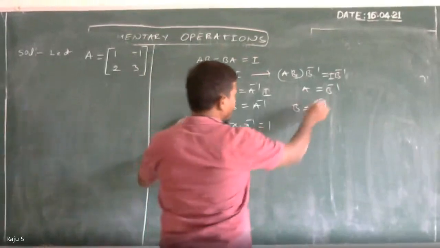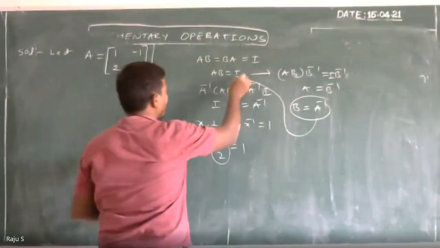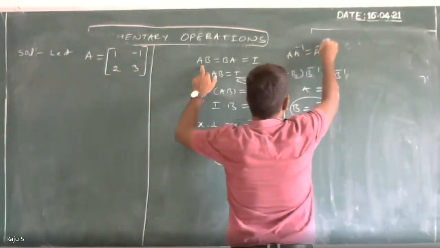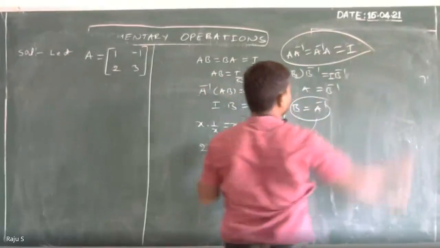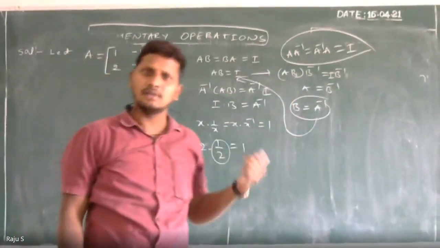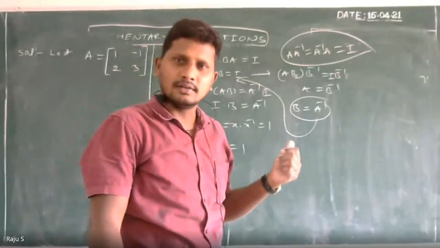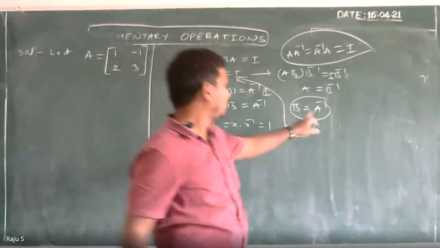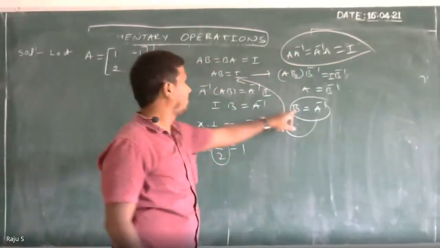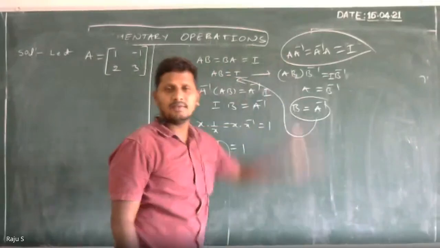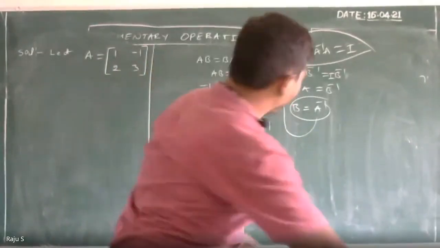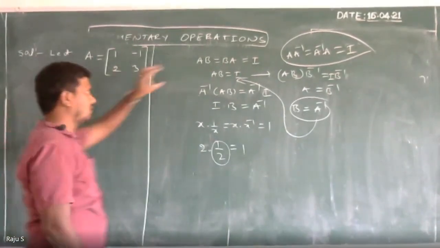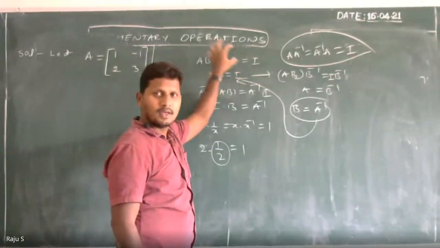Then if I substitute this B value in this condition, what about here? A into A inverse is equal to A inverse into A is equal to identity. Then A inverse is the inverse of A. So I replaced the B value in this condition, and finally we got it. Okay, fine. That is one of the properties. So the given equation, we can change it to any one of these forms.